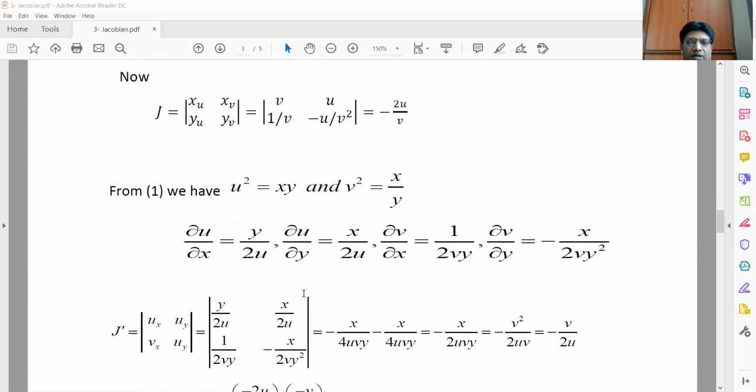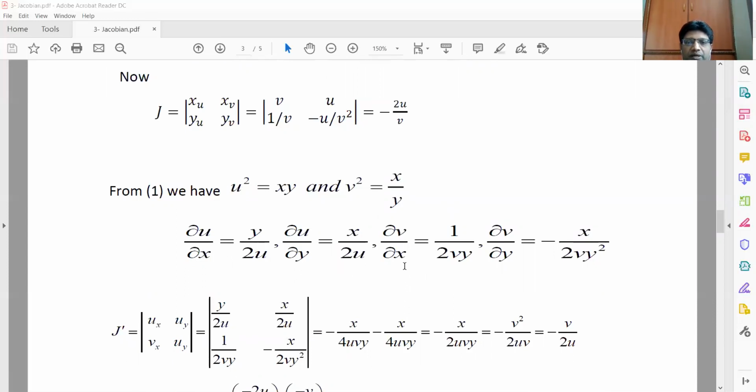So now I am calculating dou u by dou x. So how to calculate dou u by dou x here? 2u comes here, dou u by dou x equals, this side it is y. So that 2u is sent to this side. Similarly, dou u by dou y is 2u, dou u by dou y is, here it is x, so that 2u comes to here.